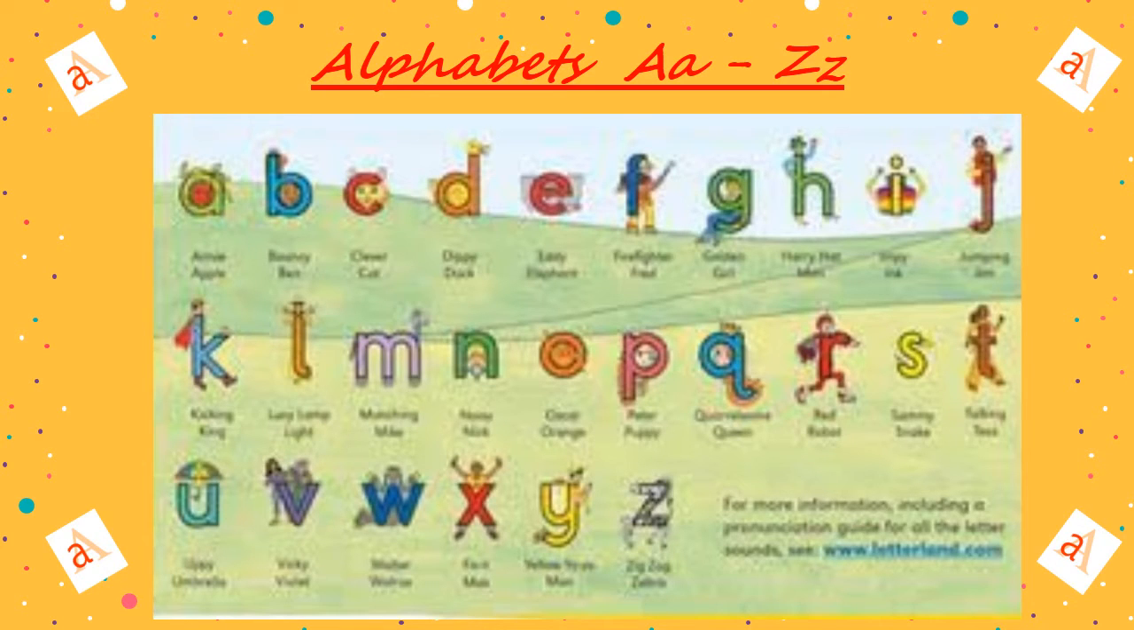Alphabets A to Z. A, B, C, D, E, F, G, H, I, J, K, L, M, N, O, P, Q, R, S, T, U, V, W, X, Y, and Z. So right now, we did the oral reciting of A to Z letters.